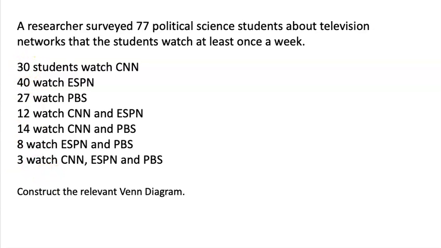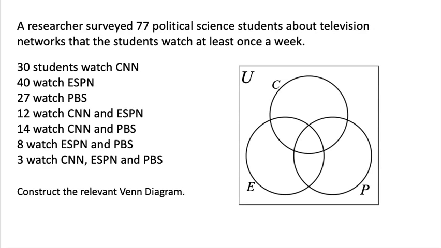So we want to construct our relevant Venn diagram. Well, how are we going to do that? So 3 regions, C for CNN, E for ESPN, P for PBS, U for universal set. Always start with the one that has 3 items, CNN and ESPN and PBS. Where does that put us? In the dead center of this Venn diagram. So there are 3 people in all 3 groups simultaneously. So I call that 3 Z's.